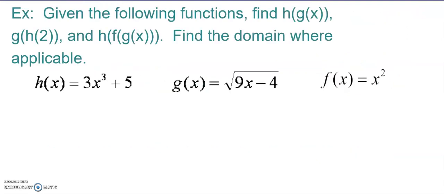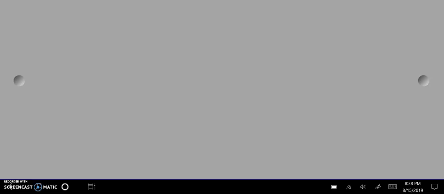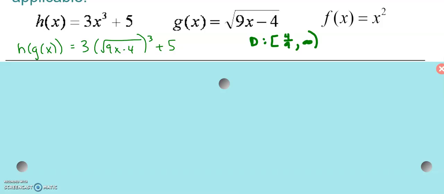All right, next one. We are given the following functions h of x, g of x, and f of x. We are asked to find h of g of x, g of h of 2, and h of f of g of x. And then we're also going to find the domain where we can. Go ahead and try this on your own. Okay, so I started with h of g of x. I'm plugging in g of x into h of x.